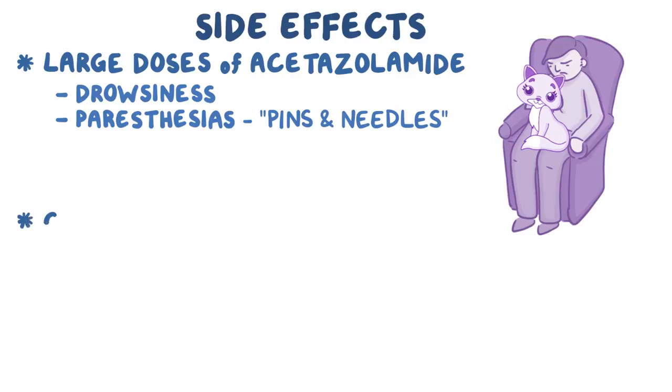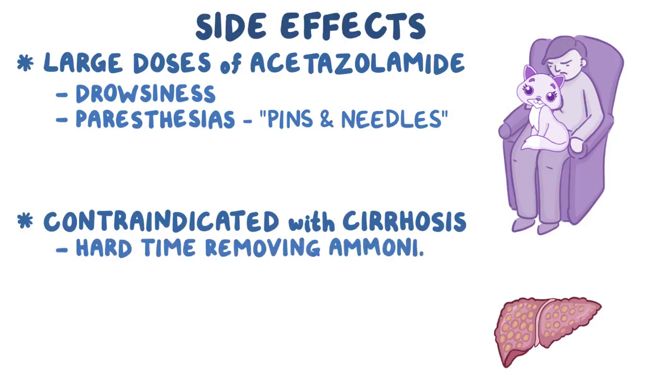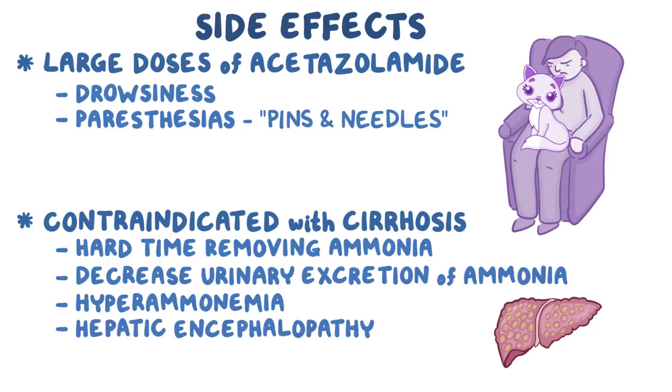Finally, these medications are contraindicated in people with cirrhosis, because when the liver is damaged, it has a hard time removing ammonia from the blood. Carbonic anhydrase inhibitors further decrease urinary excretion of ammonia, causing hyperammonemia. This increase in ammonia is toxic to the brain and can cause hepatic encephalopathy.